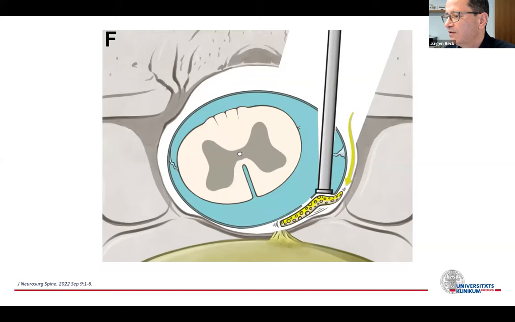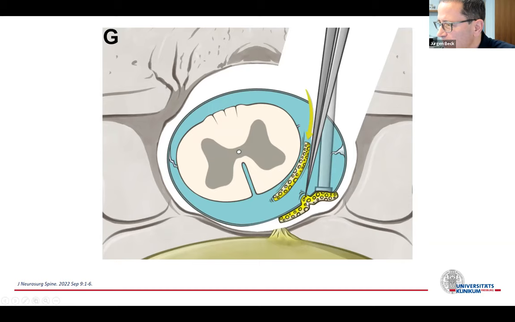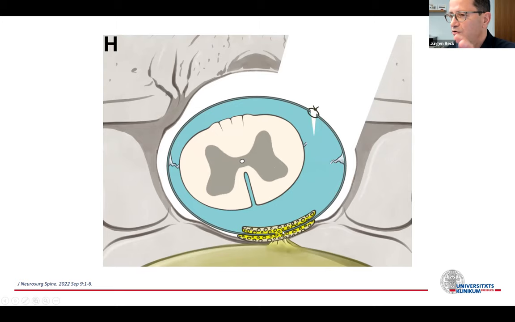Then we do it on both sides, open the extrathecal space and put a small patch. We use these type of sealant patches underneath, pull it into the dural tear and secure it in a sandwich type fashion with an intradural patch. And that's enough. You don't need to suture the dura on the ventral side. It's usually not suturable very well, so you don't have to handle a needle underneath the spinal cord. So patching is really sufficient.